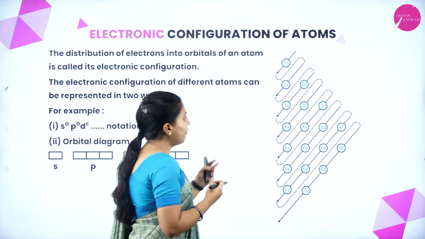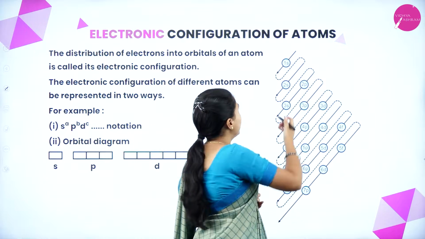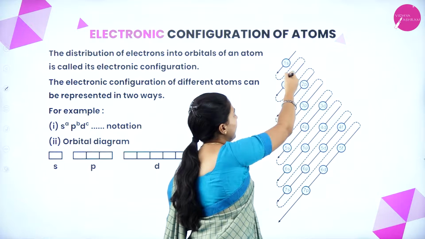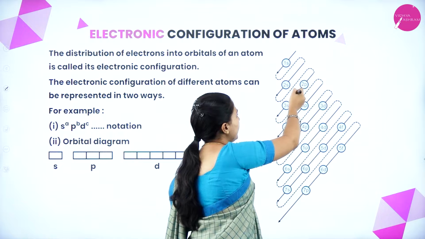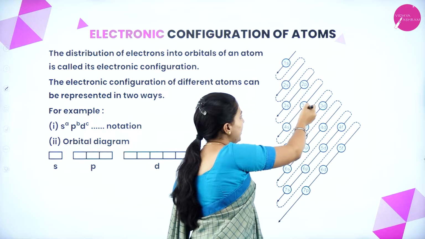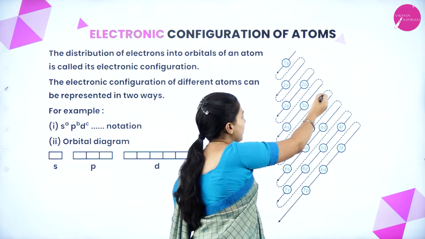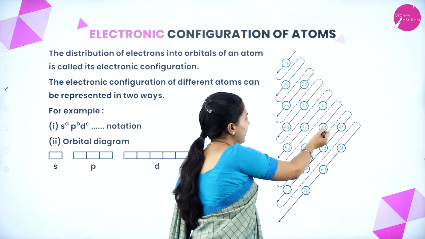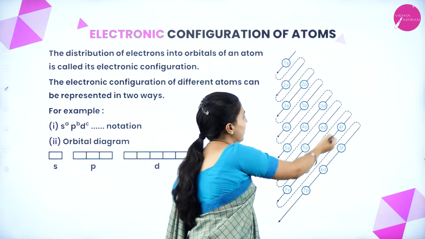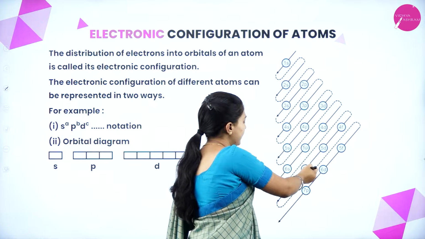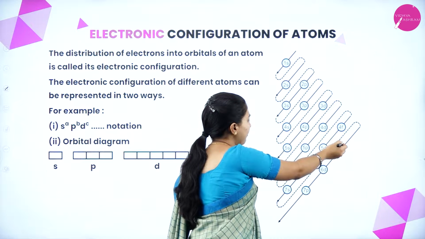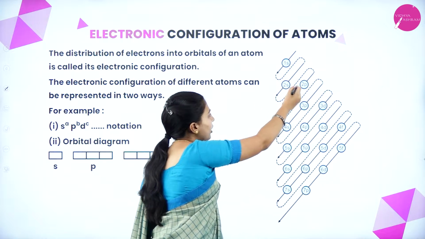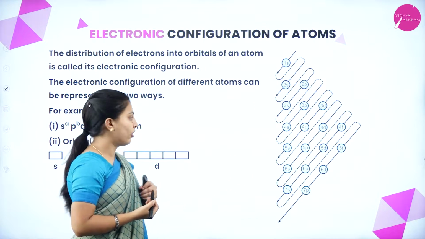For that, we have to see this energy level diagram. First we have to represent 1s, then 2s, 2p, then 3s, 3p, 4s, 3d, 4p, 5s, like that 4d, 5p, 6s, then 4f, 5d, 6p, 7s, then 5f, 6d, 7p. Like this only we have to represent our electronic configuration.